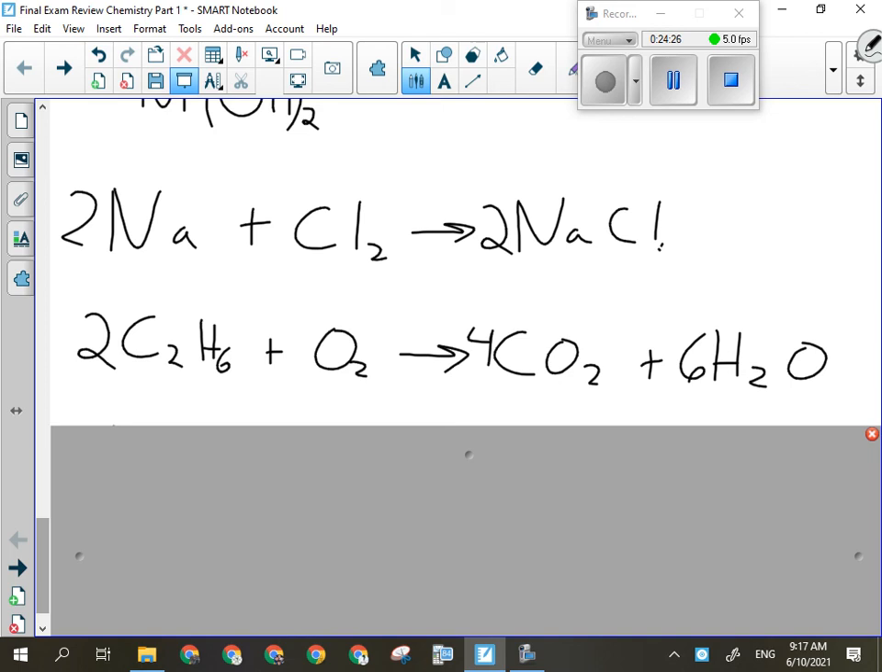Now I can balance the oxygens, and I start on the product side now. There are 6 oxygens in the water, and there are another 8 in the carbon dioxide. 6 plus 8 is 14. What times 2 will give me 14? 7. That's about as tricky as they'll get.